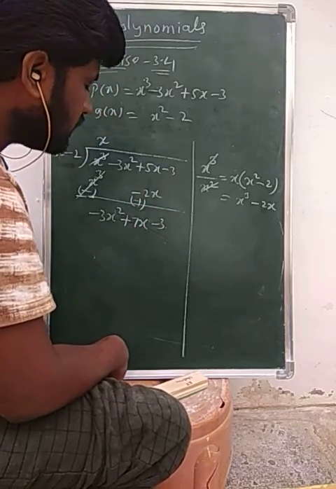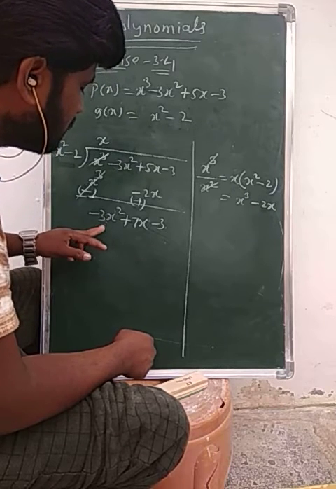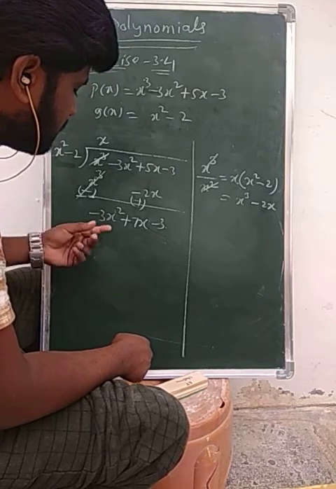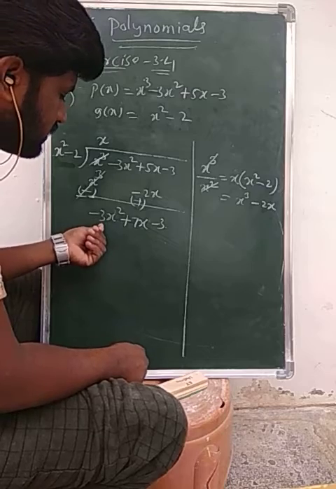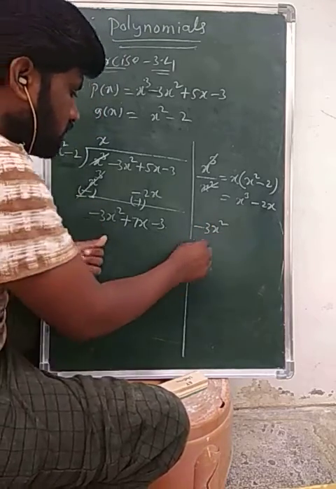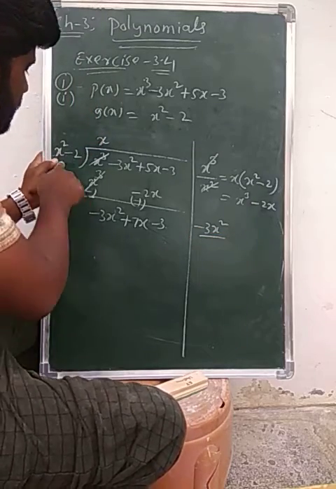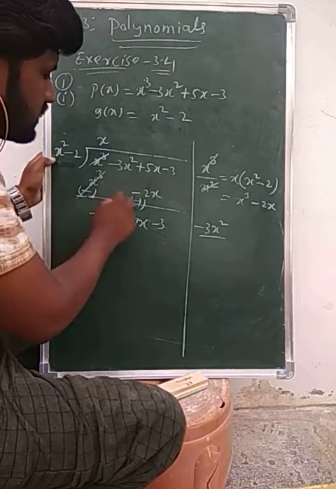Okay. Now in this, what is the highest degree term? That is minus 3x square. We should divide this one by what? Highest degree term here, that is x square.